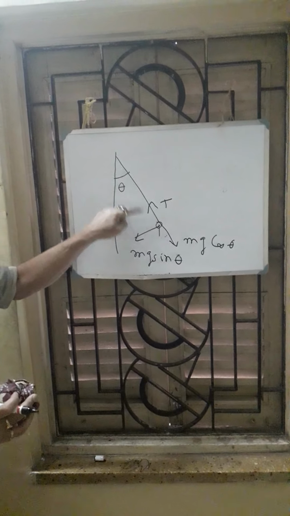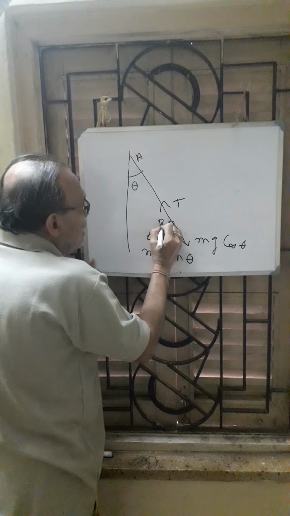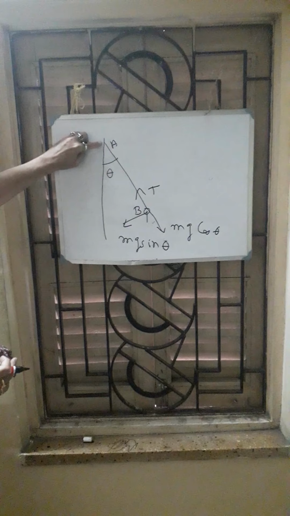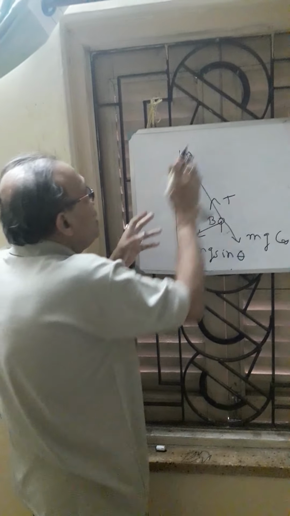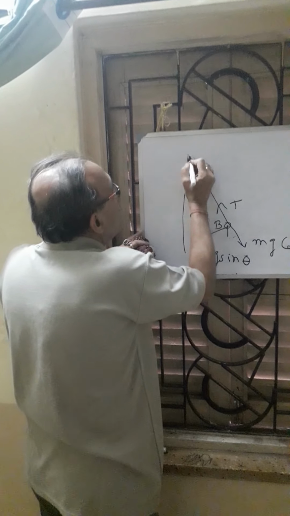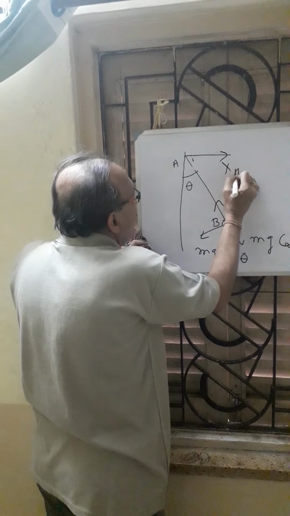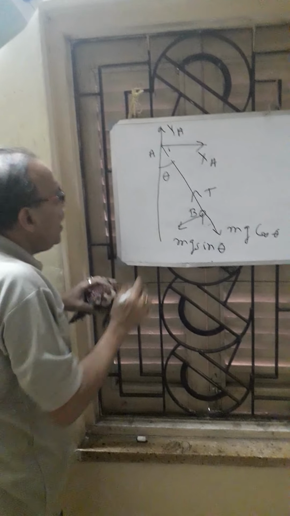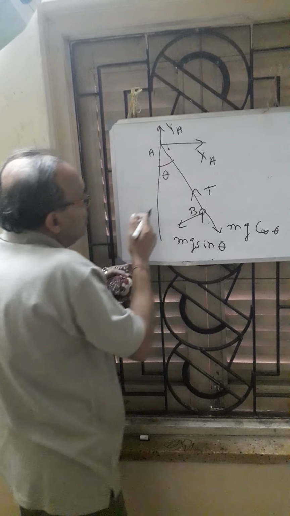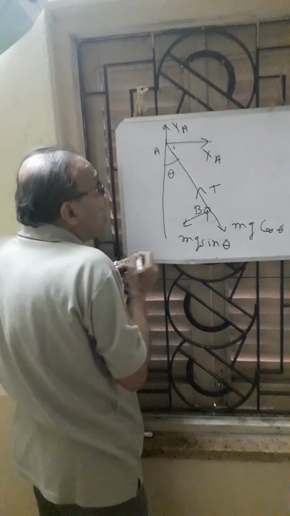The string is inextensible, and the string is also massless. But it is joined at that hinge. The hinge must have some reaction. The reaction of the hinge A is simple. This is the point A, this is XA, and that is YA. Now, the body moves in this direction. I must apply a torque in the opposite direction to make it rest.